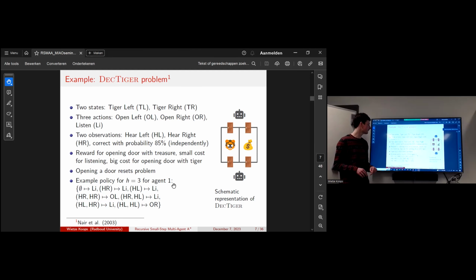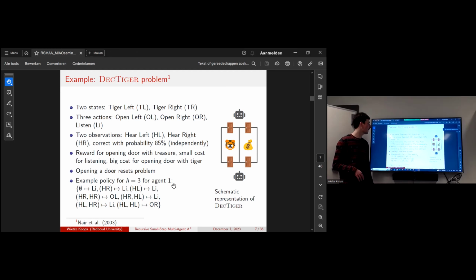Well, that's not enough information to already risk opening the door, so I'm going to listen again. And then if I got the same observation twice, if I hear the tiger on the right twice, then I'm going to open the left door. And if I got mixed observations, I'm just going to have to listen again. And if I heard it on the left twice, I'm going to open the right door. So this is what such a policy looks like.